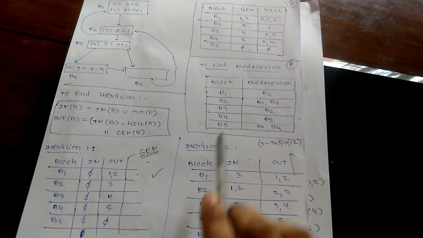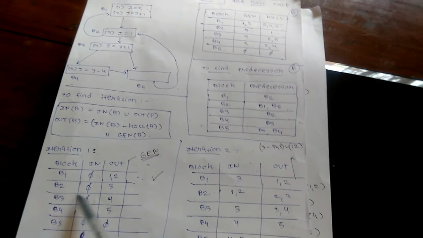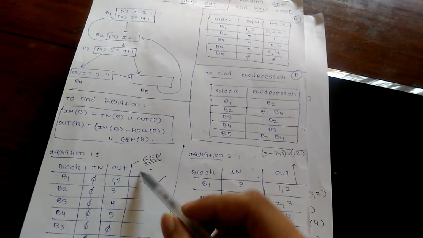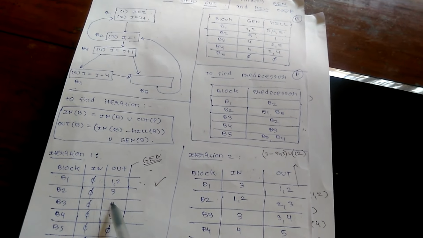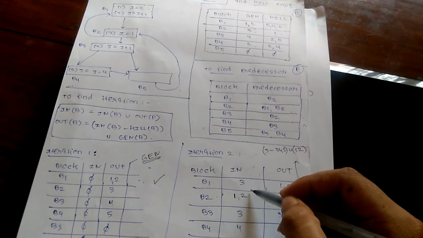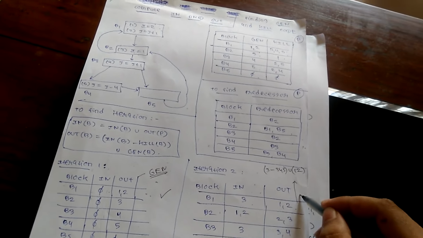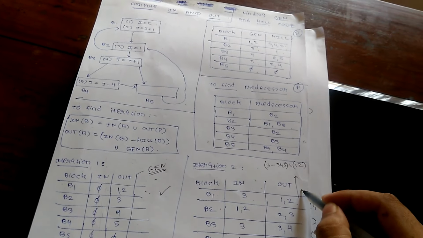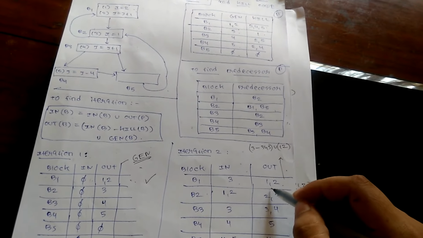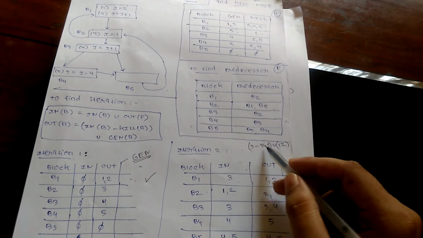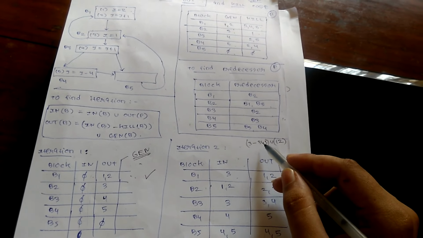In a similar way, what is the predecessor of B1? B2. Now we have to see in iteration 1 what is out of B2. Out of B2 is 3. So in the same way, this will be 3. Now what is the formula of out? In minus kill union gen. So what is in? 3 minus gen.